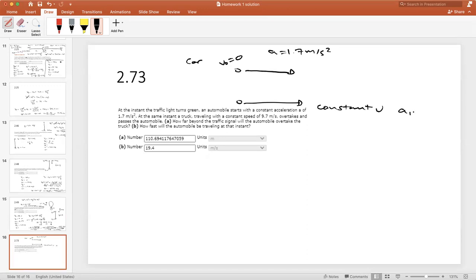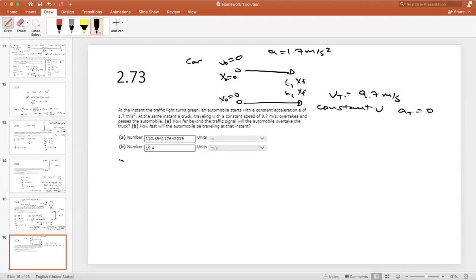That means A of the truck is 0. V of the truck we're given as 9.7 meters per second. And we want to know how far they will travel before they catch each other. So I'm going to do this in X. X initial is 0 for both of them. X final will be the same for both, and time will be the same for both.